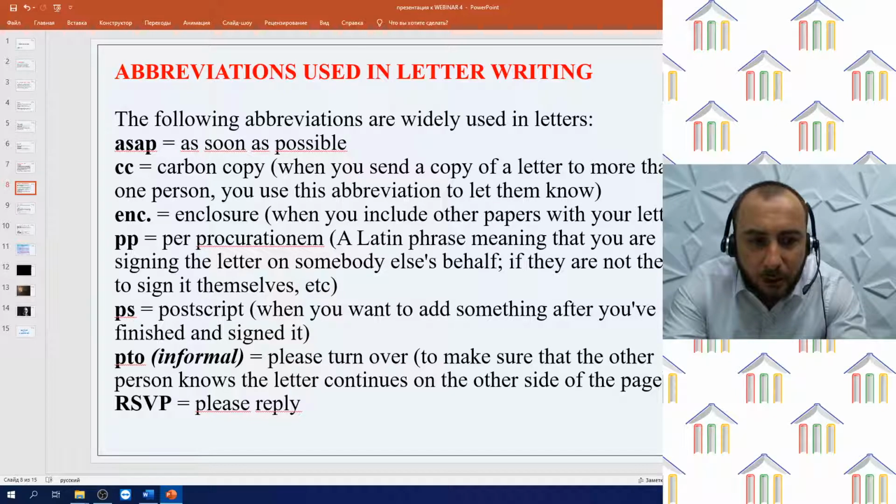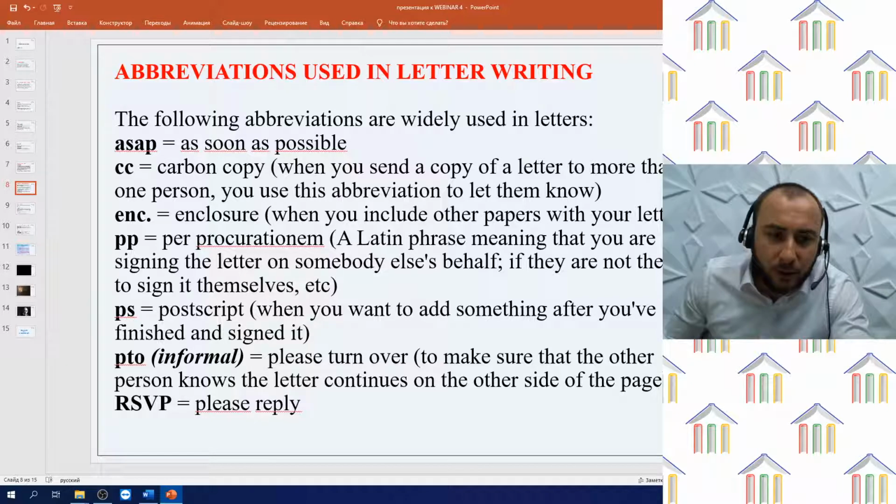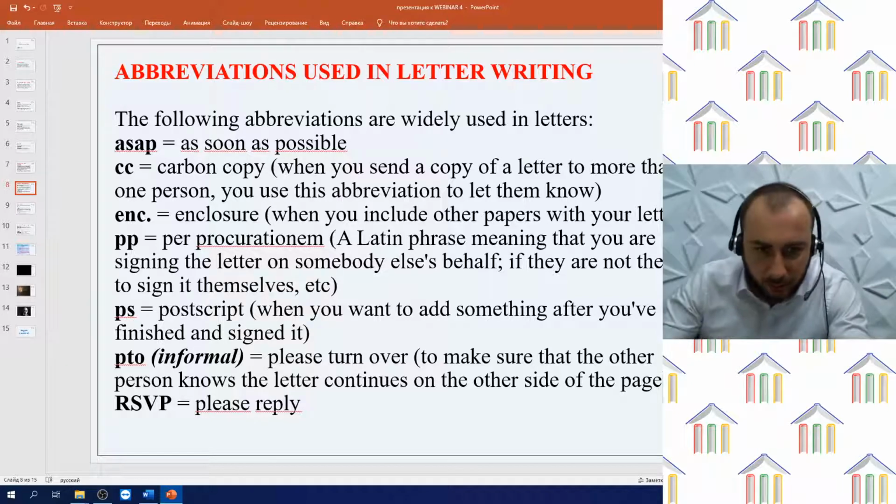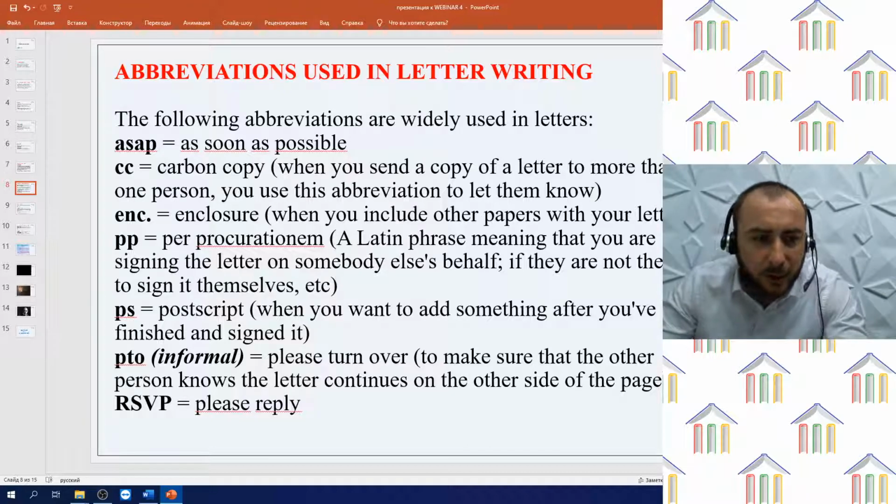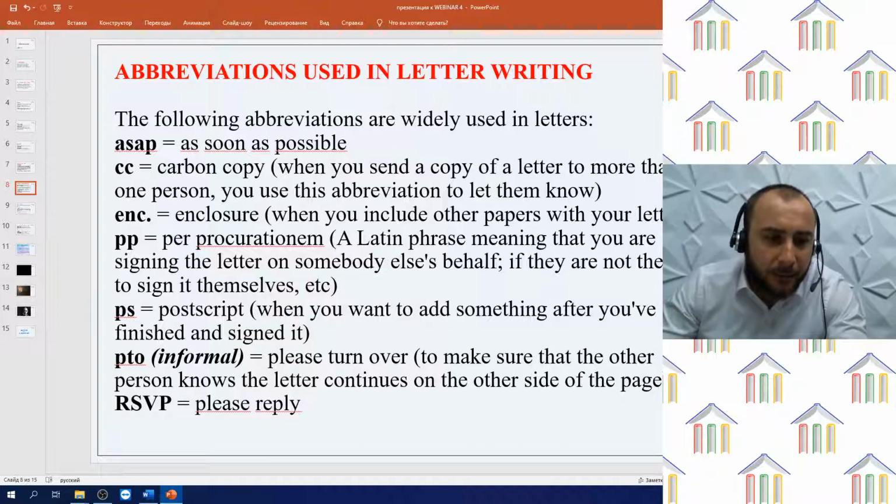PP, per procurationem, a Latin phrase meaning that you are signing the letter on somebody else's behalf if they are not there to sign it themselves, etc. PS, postscript, when you want to add something after you have finished and signed it. PTO, informal, please turn over, to make sure that the other person knows the letter continues on the other side of the page. RSVP, please reply.